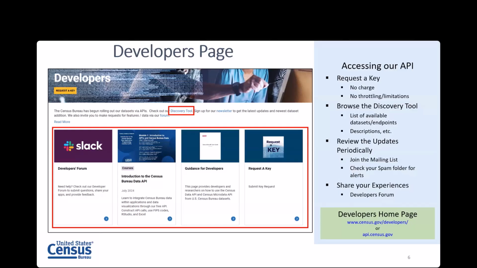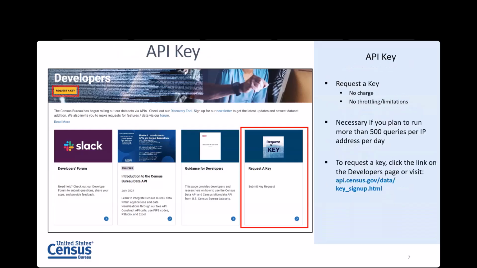You can also find some helpful information through our Slack channel. We have different courses for learning about the API, guidance materials, and then you can also request an API key. So to briefly talk about an API key, in all cases of accessing the API, it's going to be completely free. However, if you do plan to run more than 500 API calls per IP address per day, then you will need a key. Requesting a key is also completely free. You can just click on the link on the developers page or visit the link on the slide here. You'll just input some information and you'll get the key sent directly to you.